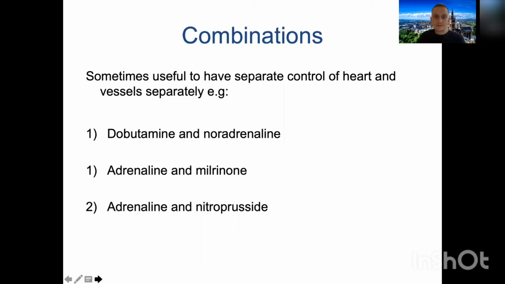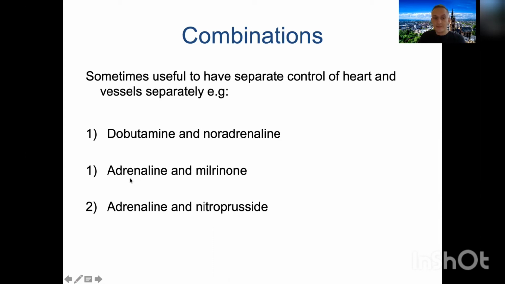And combinations of drugs are sometimes important and useful. So they allow you to separately control the heart and the systemic circulation. For example, there may be a situation where you want to have a positive inotropic effect of dobutamine but combine that with a vasoconstricting action of noradrenaline.